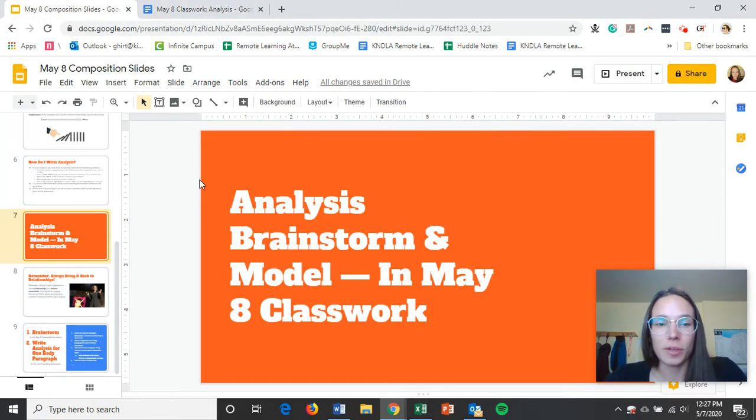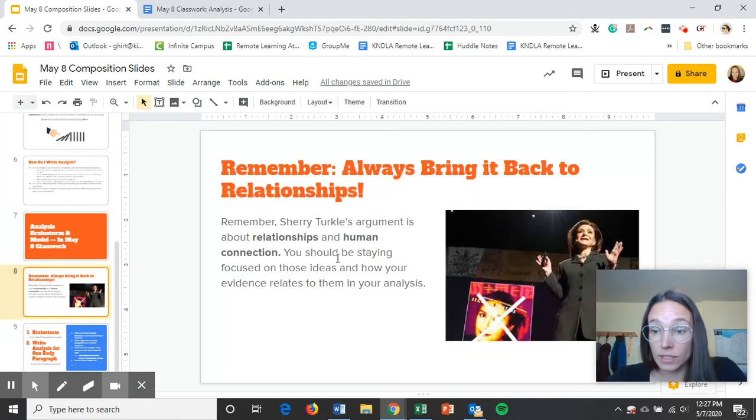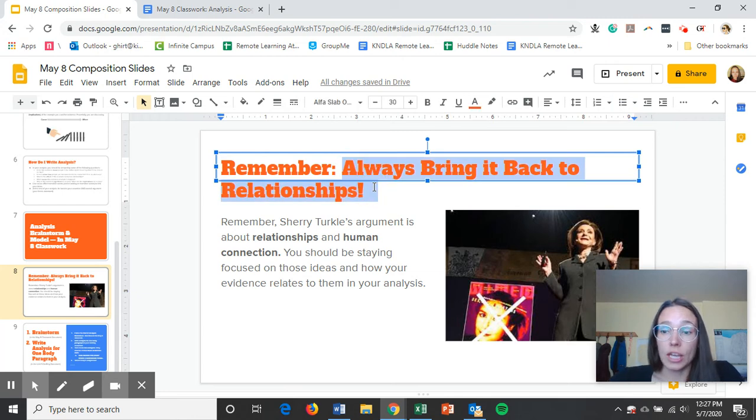in your drafting document. Remember, as you're doing this, you always need to bring it back to this issue of relationships and human connection. That is what Sherry Turkle's argument is about. It is not about education. It is not about physical health. It is not about being distracted from your work. That is not what her argument is about. You need to focus on relationships in your analysis, just like in the rest of your essay, because that is what the argument is about.